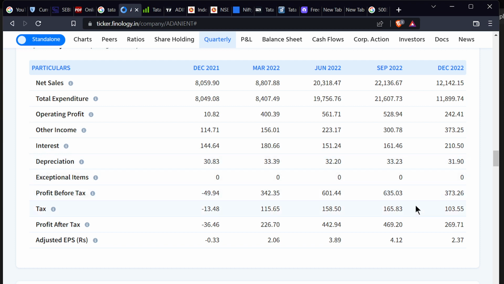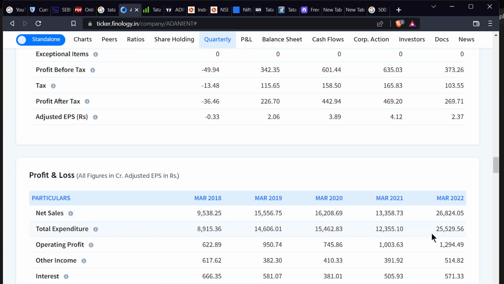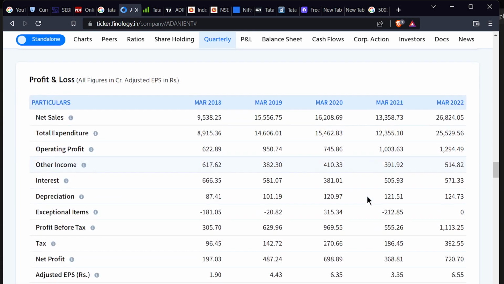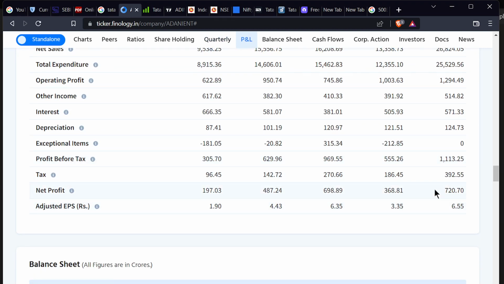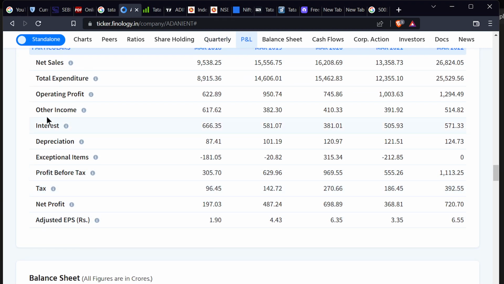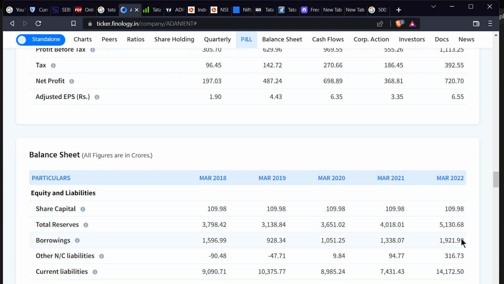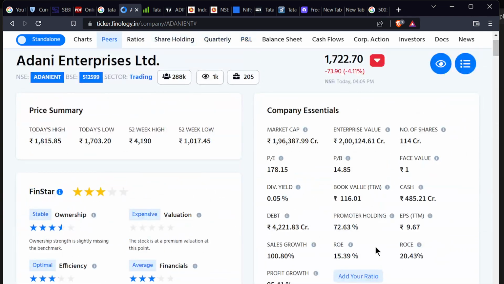So EBITDA is divided by the share capital, total reserves and borrowings. We get these in the balance sheet. Here the net profit is 720, and the EBITDA is operating profit plus other income. So if you divide the EBITDA by these three things, share capital, total reserves and borrowings, we will get the ROCE. So these are the true values, ROE and ROCE.